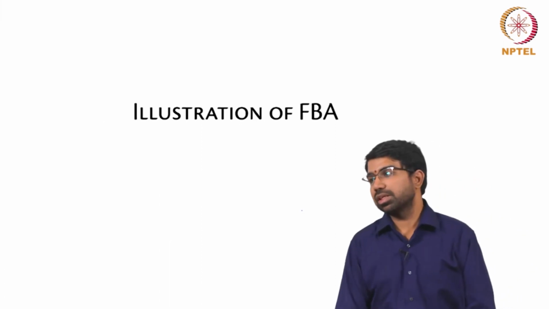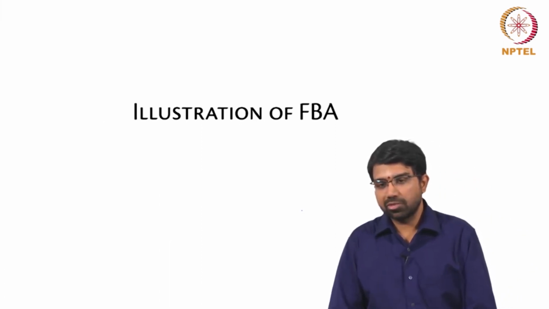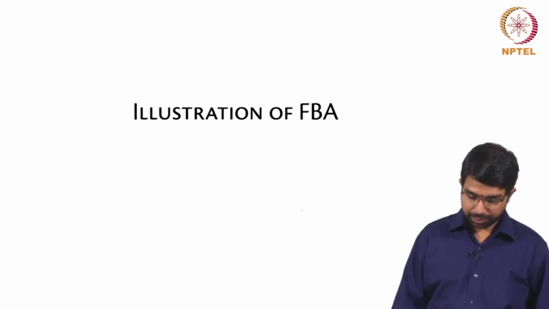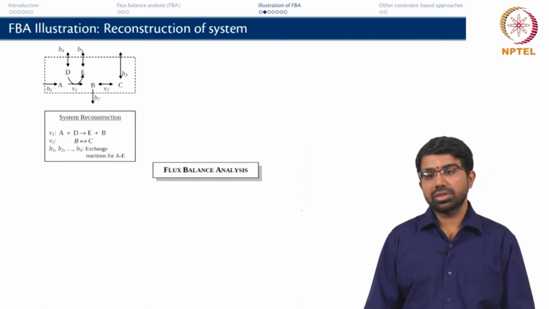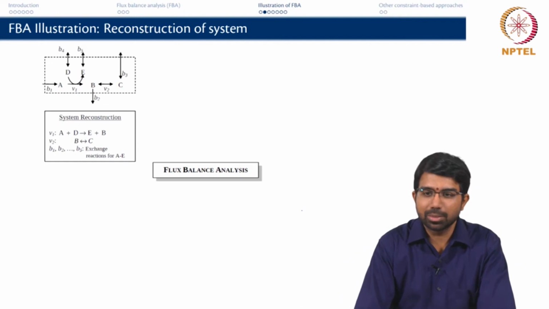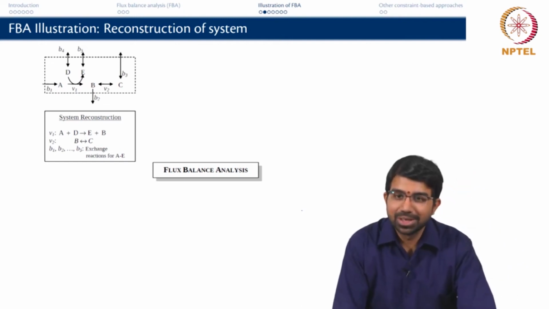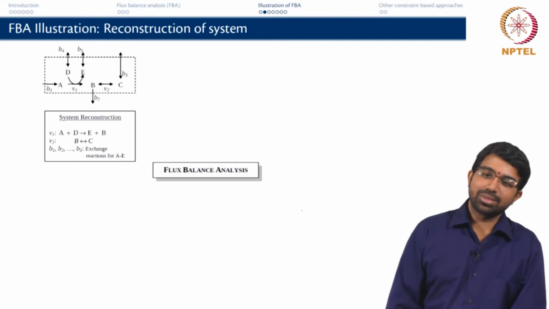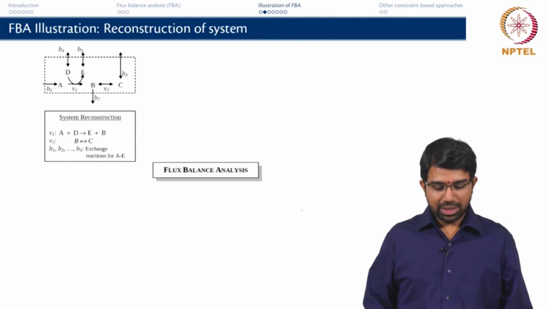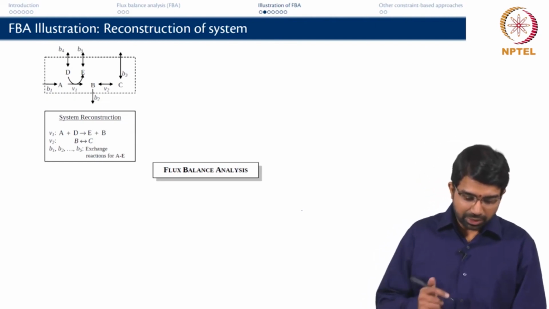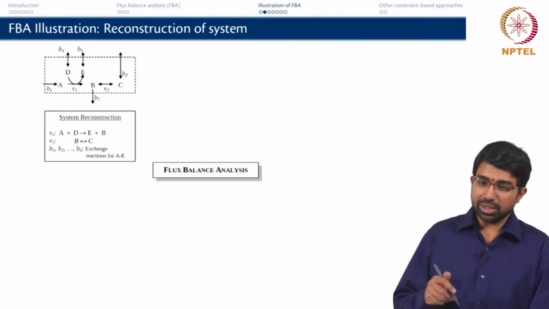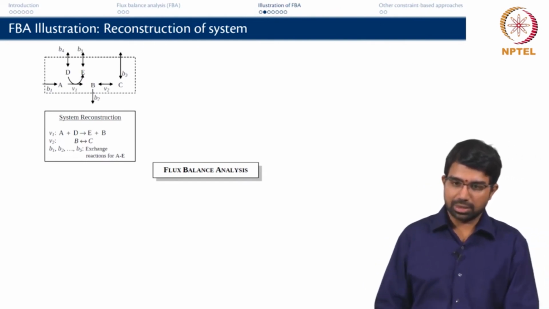So let us look at a simple illustration of FBA. How does an FBA actually work? So you start with a system. You reconstruct a system. How do you reconstruct a system? Go back a couple of modules: pathway databases, literature, all the hard work to essentially assemble a long list of biochemical reactions that occur within E. coli or any organism of your interest. Given this is your system, now what is the next step that you would do here for flux balance analysis?